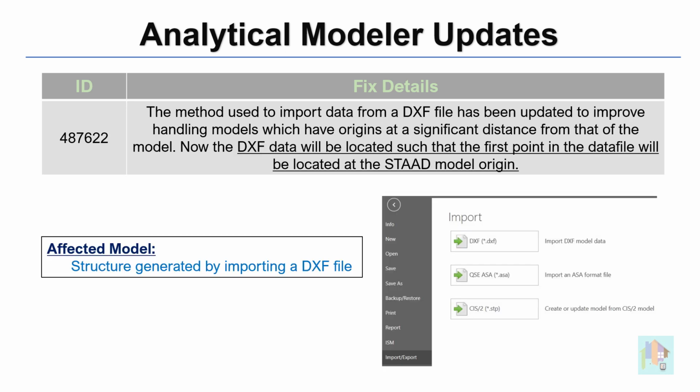One final update related to model generation by importing a DXF file. Previously, the origin of the model was set using the DXF coordinate, which is now modified in such a way that any DXF file is imported with the first point located at the STAAD model origin. We don't need to move the model.